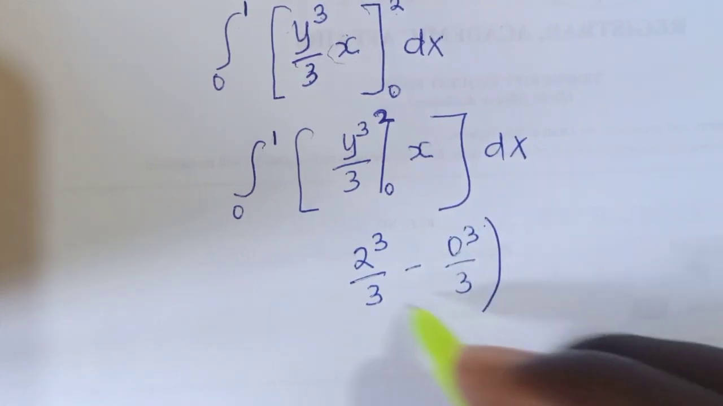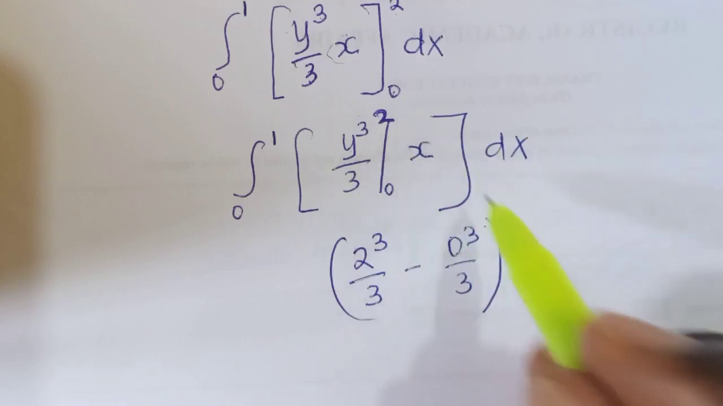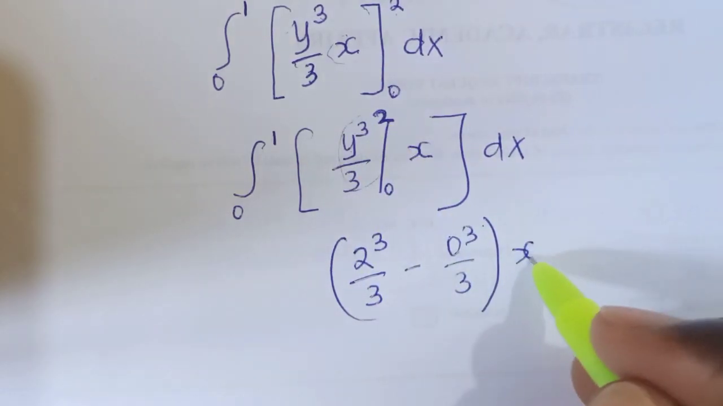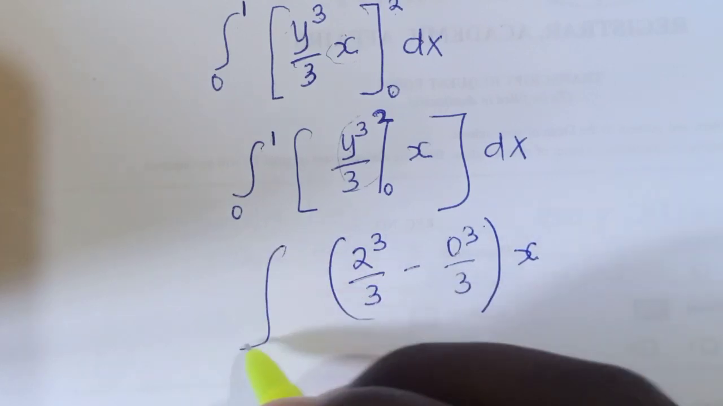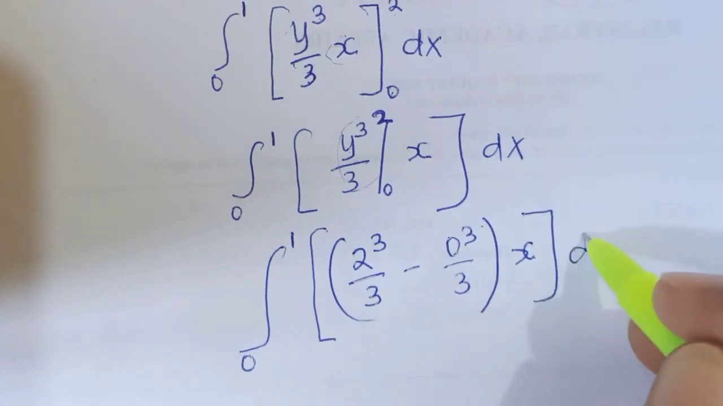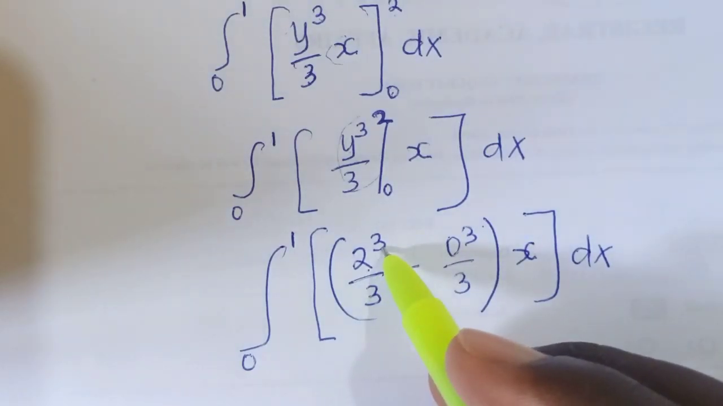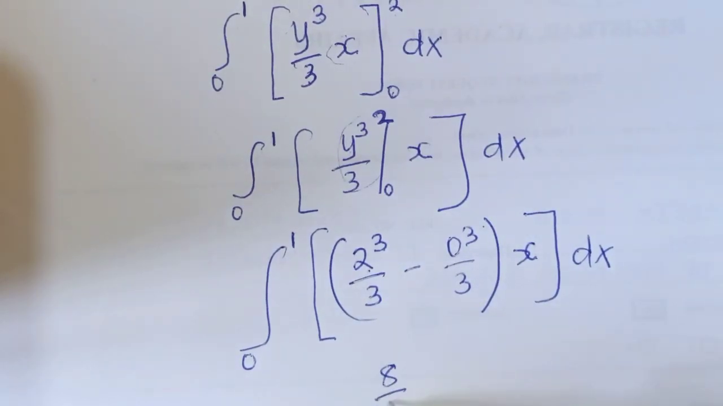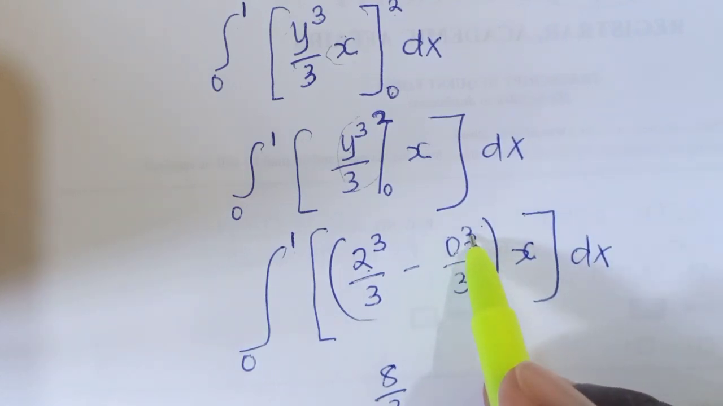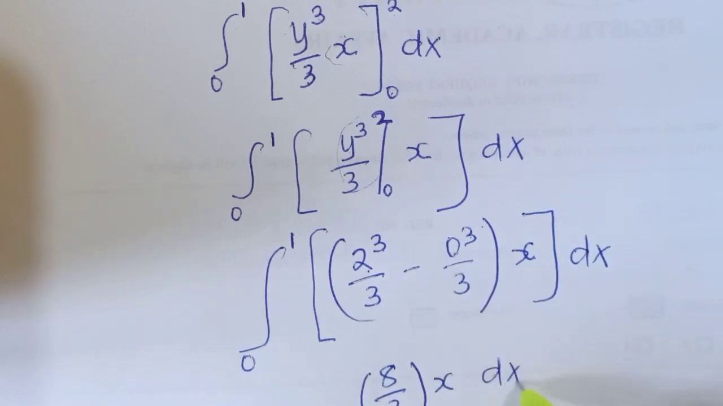Then times, I have finished this, I am through with this. Then I will just have my x there, then the integral from 0 to 1, then I close the bigger bracket, then I will have dx. Now, 2 raised to power 3 is 8, so I will have 8 over 3. Then 0 raised to power 3 is 0, divided by 3 is 0. Therefore, this one will be minus 0, of which it will be 8 over 3. Then I close the bracket, we have x dx.